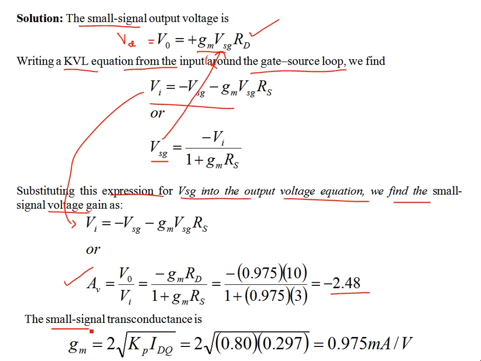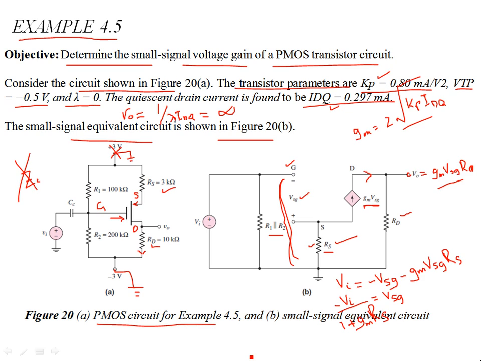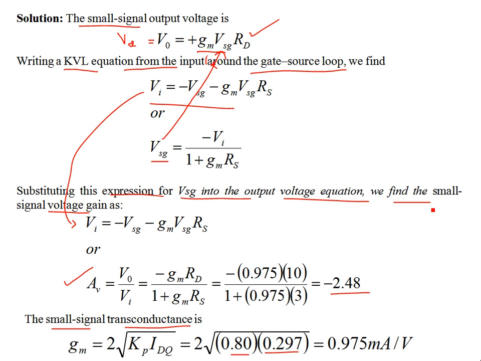So the small signal transconductance is given as twice under root KP times IDQ. We have IDQ as 0.297 milliamps. KP was given as 0.8. IDQ and KP are both given, so just plug these values into this expression. So GM is there. Everything is known from the given data.